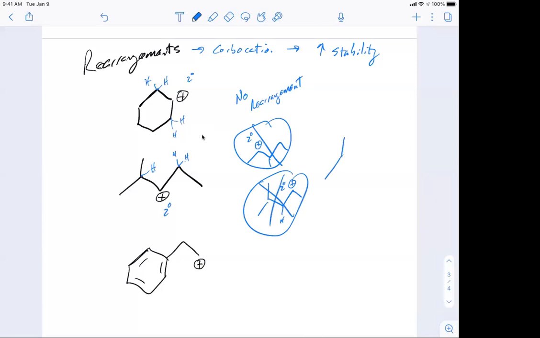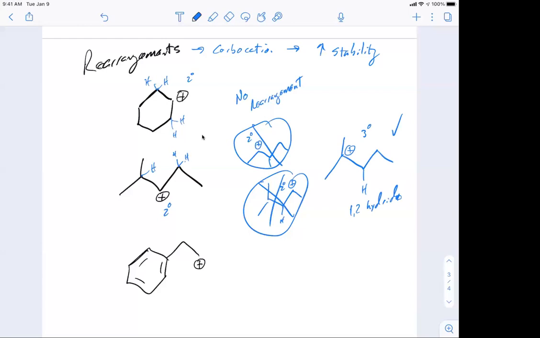But if we do the other side and do a 1,2 hydride shift this way, this gives me a tertiary carbocation, and so that's more stable. So that's my answer: I can make a more stable carbocation through a 1,2 hydride shift to form the tertiary carbocation.